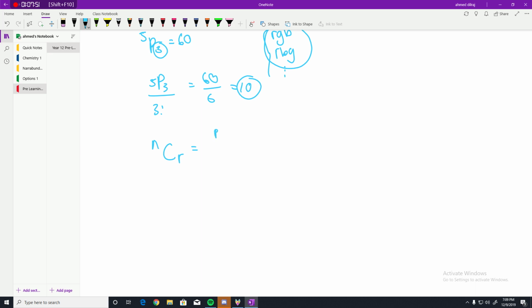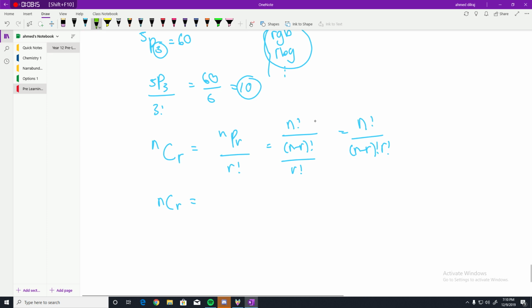Perfect. Good. So it's nPr on r factorial, right? Which is also the same as saying, if we know what nPr is, we know it's n factorial on n minus r factorial, divided by r factorial. So that's the same thing as saying n factorial on n minus r factorial times r factorial. So n choose r is equal to n factorial on n minus r factorial r factorial. That right there is our general formula.